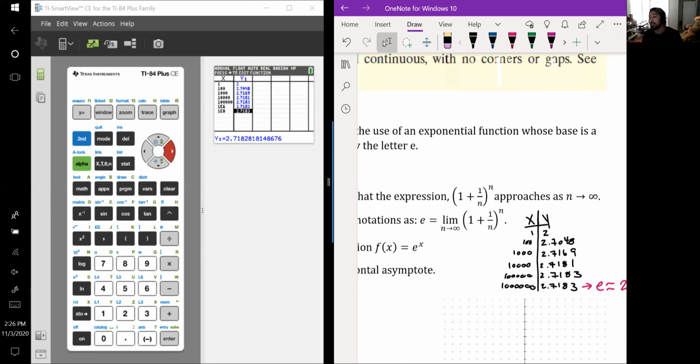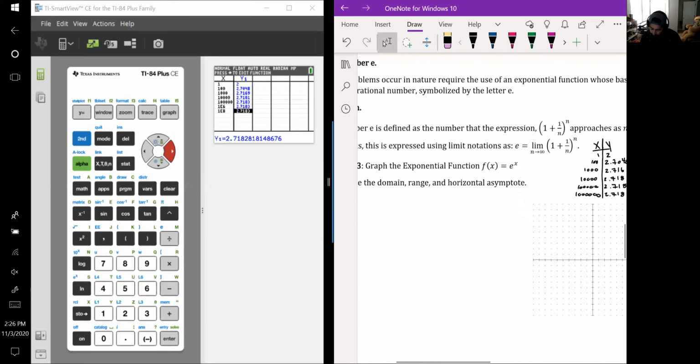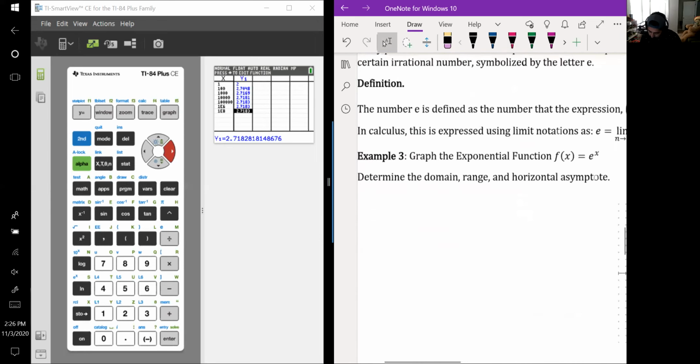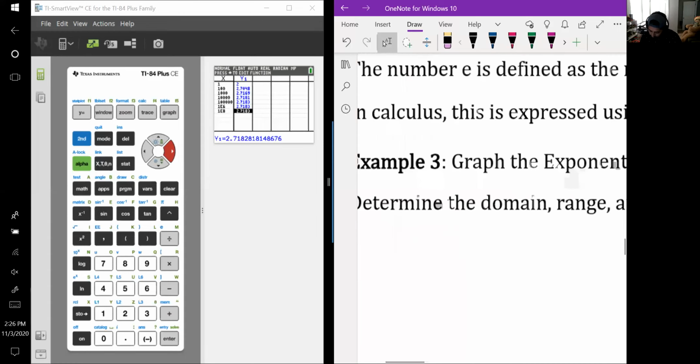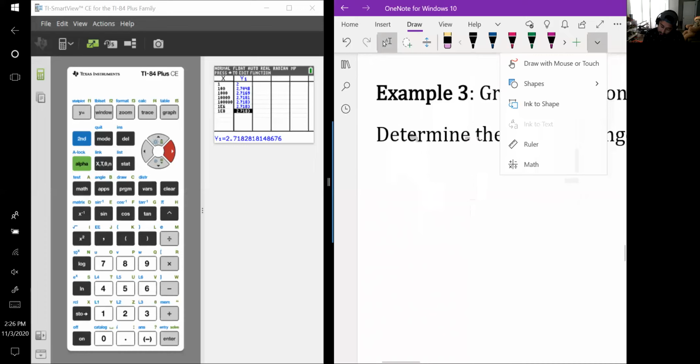All right. Now let's actually graph the exponential function e to the x. So we take this number e and we raise it to the x power. So let's see what that looks like. So we'll have our XY chart.